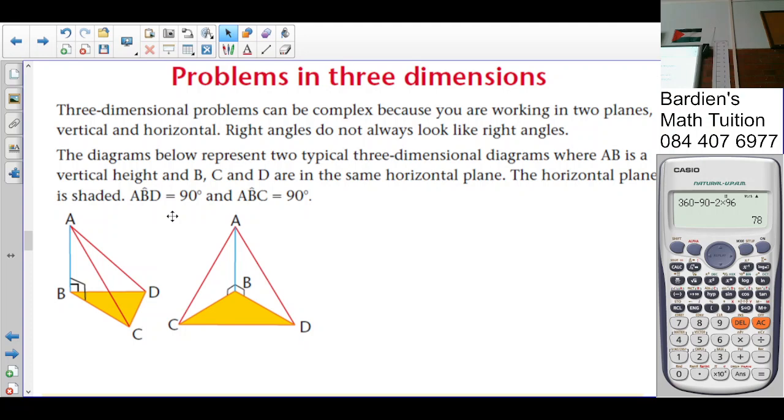The diagrams below represent 2 typical 3-dimensional diagrams, where AB is the vertical height and B, C and D are in the same horizontal plane. You will read that often, it's in the same horizontal plane, which, as I indicated, consider to be the ground. The horizontal plane is shaded, and they're telling you which angles are 90 degrees there, as I indicated earlier. Okay.